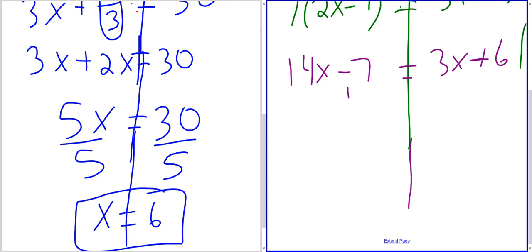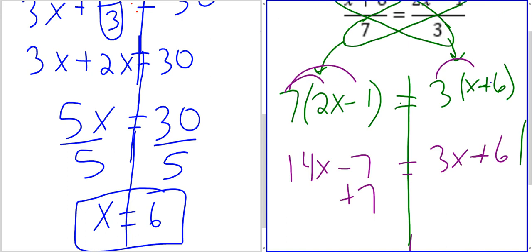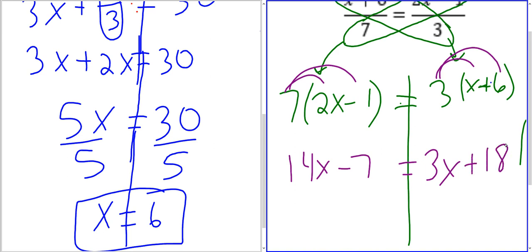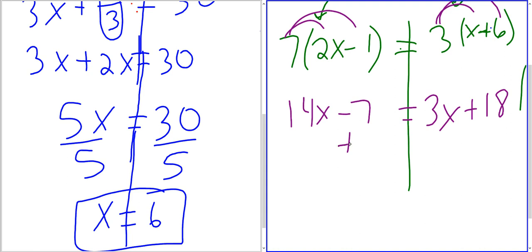Add 7 to both sides. Nope, sorry. See, I already messed up. So, and this is a common mistake. So, when you do your distribution, 3x, and make sure you get the second one. So 3 times 6 is 18. So make sure you get both of them. Add 7 to both sides. So we get 14x. So these 7's cancel. Equals 3x plus 25.